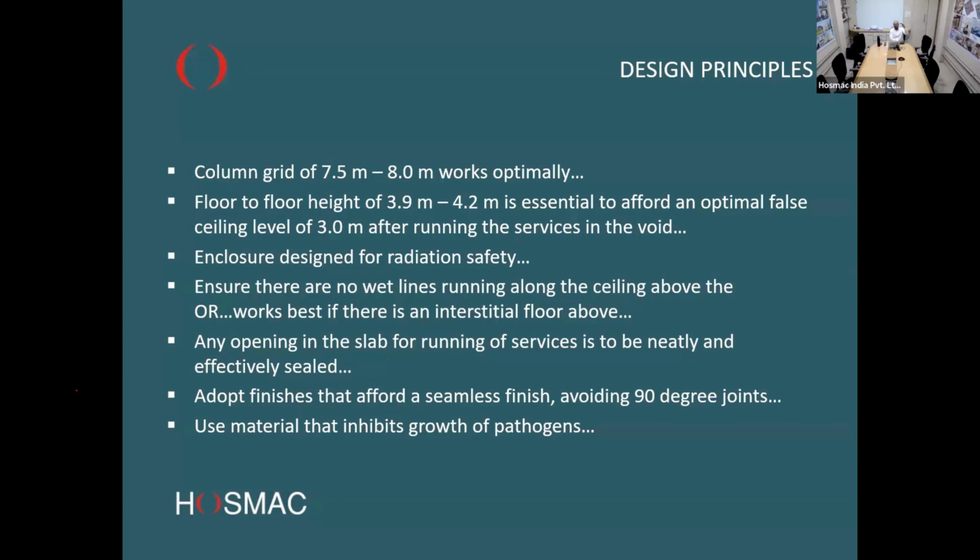To a height of 7 feet, did you say? Yeah, around 7 feet to 8 feet. Okay. Thanks, Abhishek.